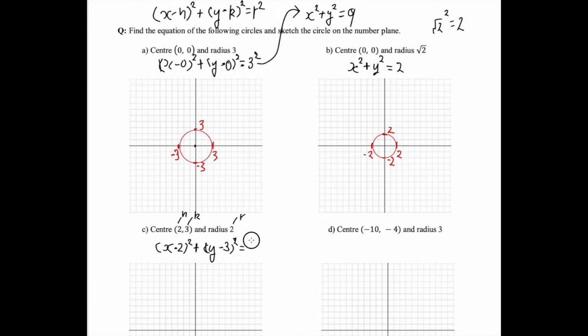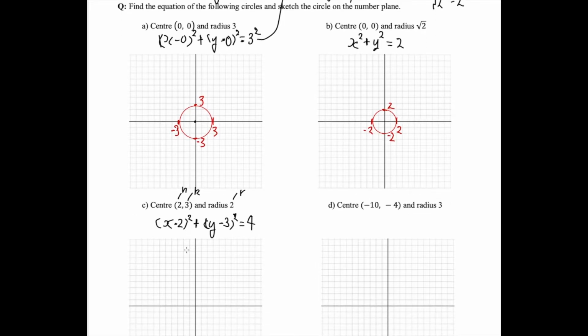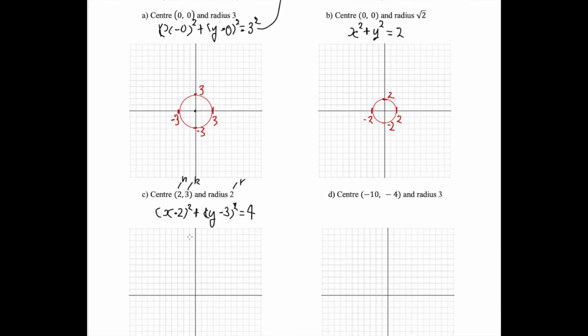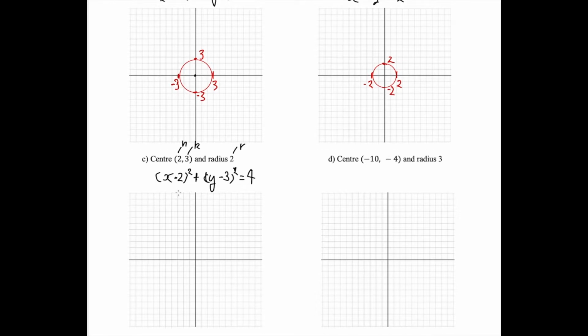So 2 squared is what? 4. So there you have it. That's the equation of the circle. Now you have to draw it. Drawing this is going to be a little more tricky because the center is not at the origin anymore. But don't be scared. It's not too bad.